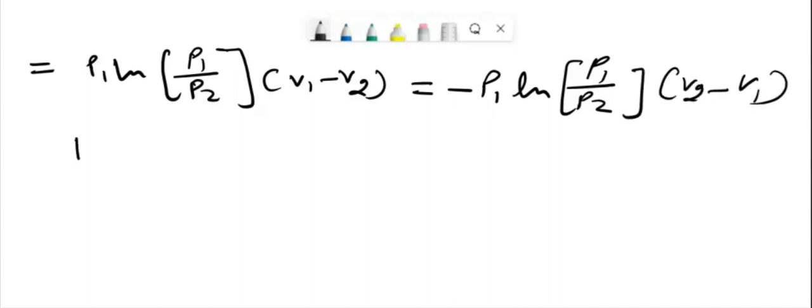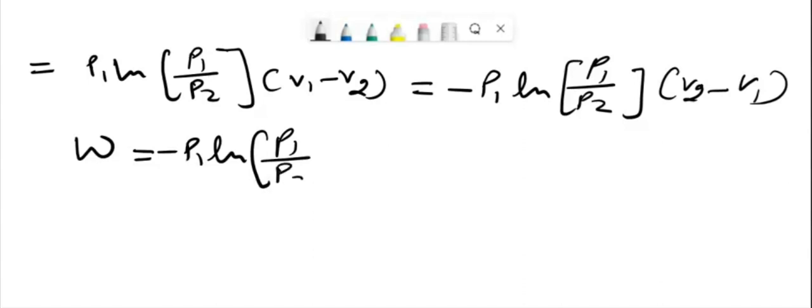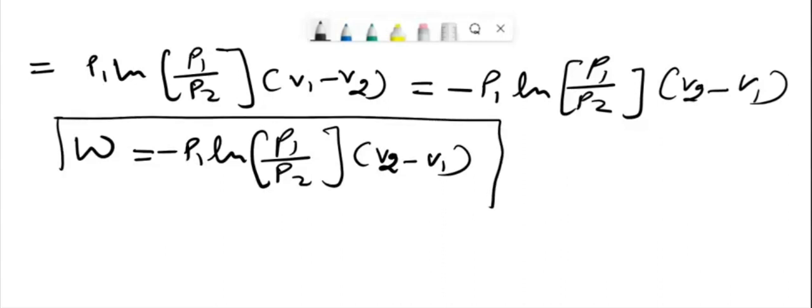So net work done during the cycle is minus P1 ln P1 upon P2 times V2 minus V1. This is the answer.